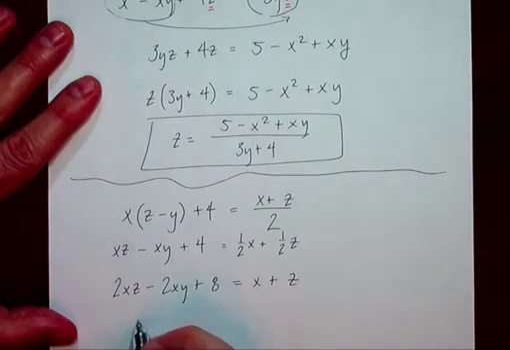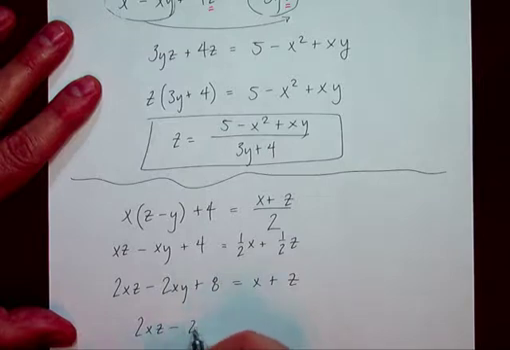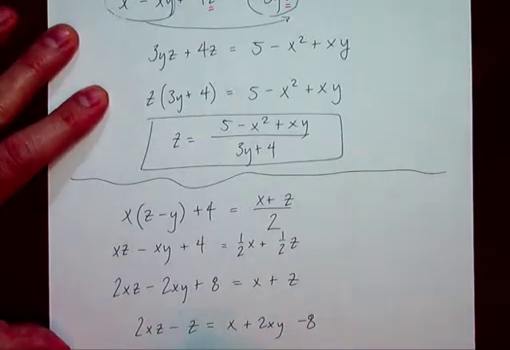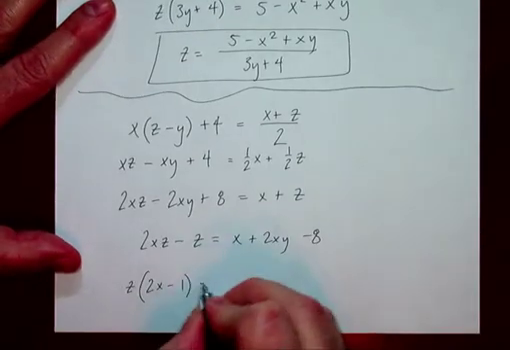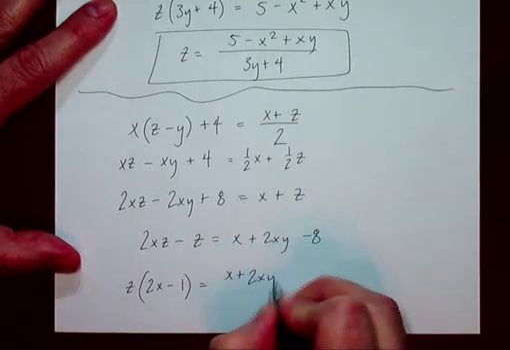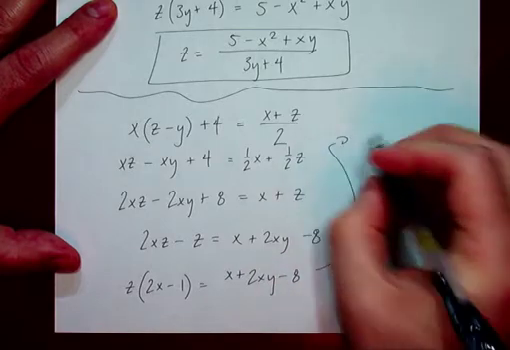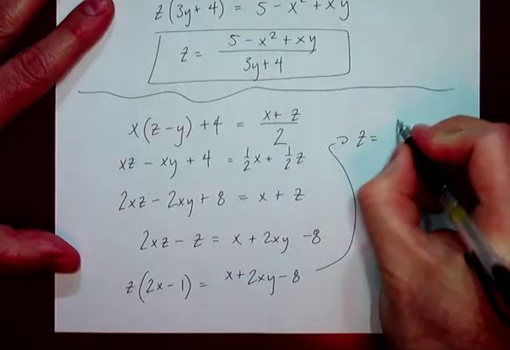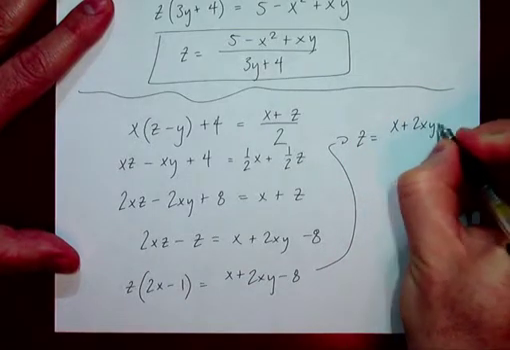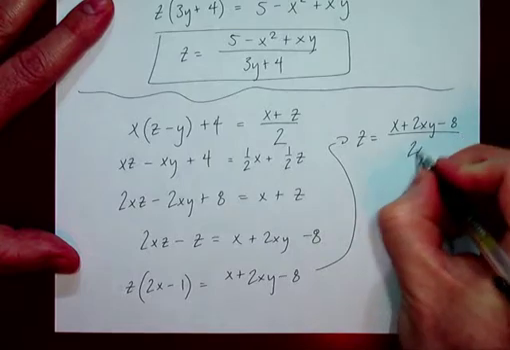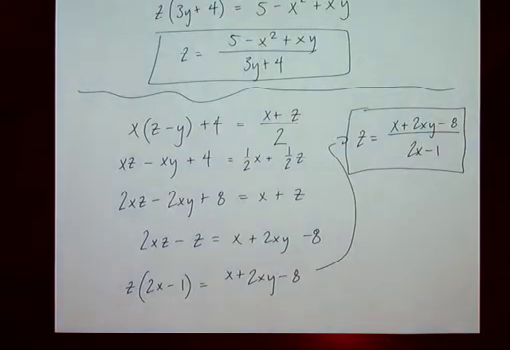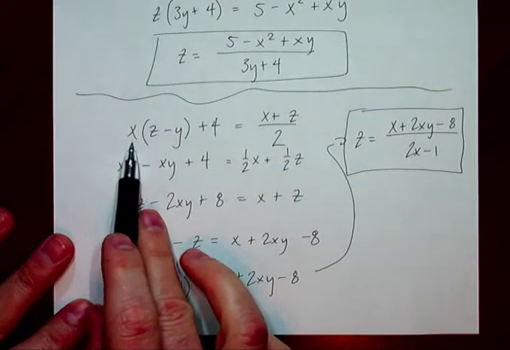Let's collect all the z terms over here on the left-hand side, all the non-z terms over here on the right-hand side. We'll go ahead and factor out a z, okay? Then of course what we'll need to do is divide both sides by this 2x minus 1, and I get x plus 2xy minus 8x, all of that over 2x minus 1.